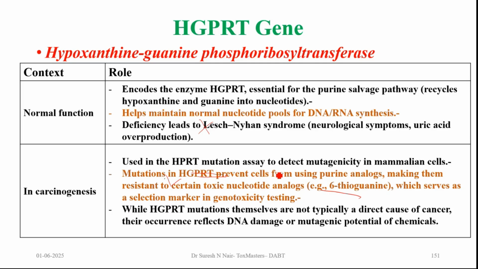Because of that, more of the thioguanine, the nucleotide analog, will be binding with the DNA, which will produce instability. And when that instability comes in the tumor suppressor gene, the tumor suppressor gene will be inactivated, leading to the initiation of tumor.